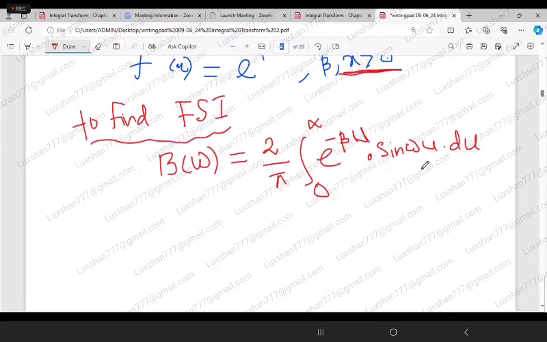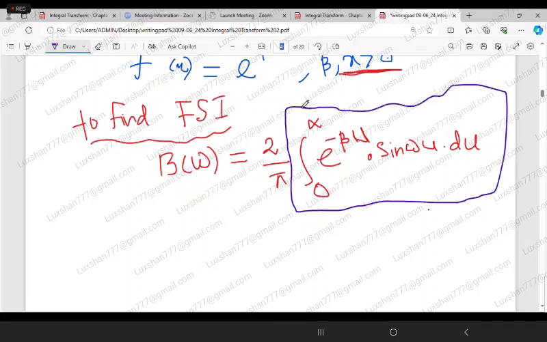Now, if you look at this one, there is a very interesting thing. Can anybody remember what this is? e to the power minus beta u into sine omega u. What is this actually?